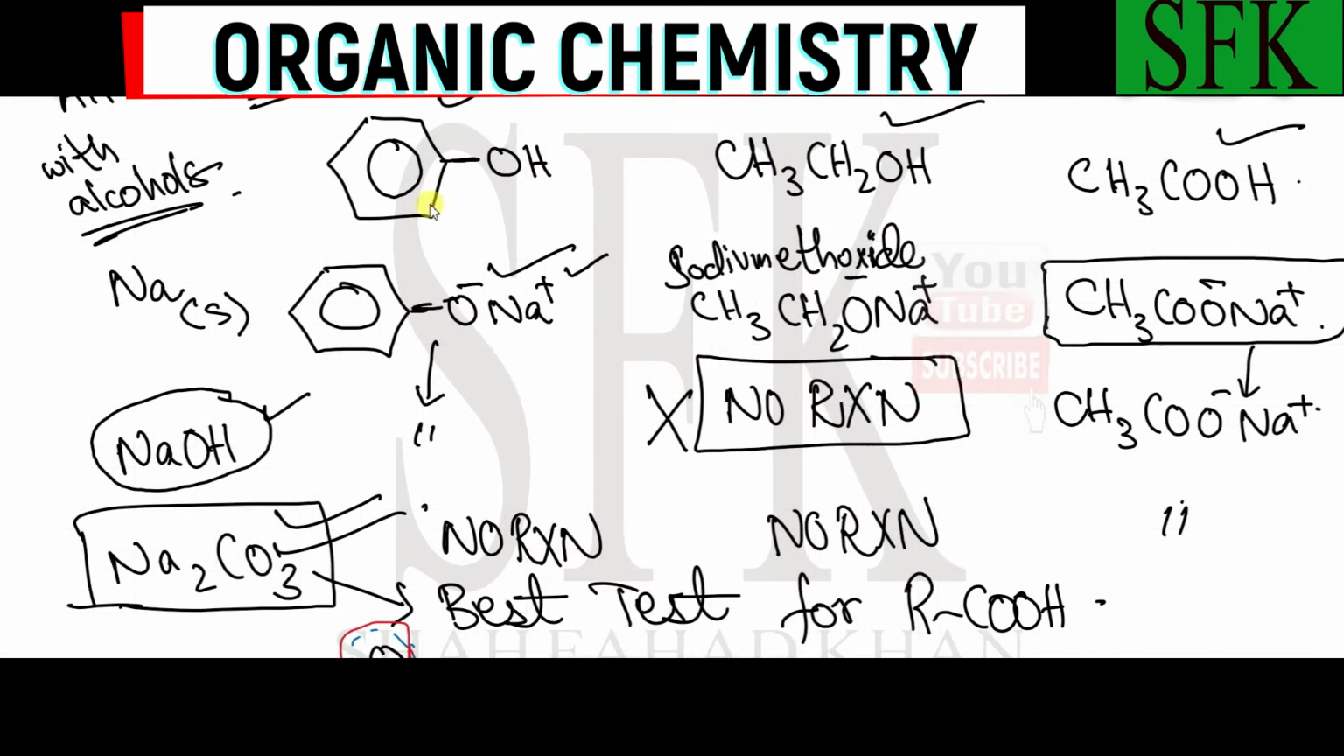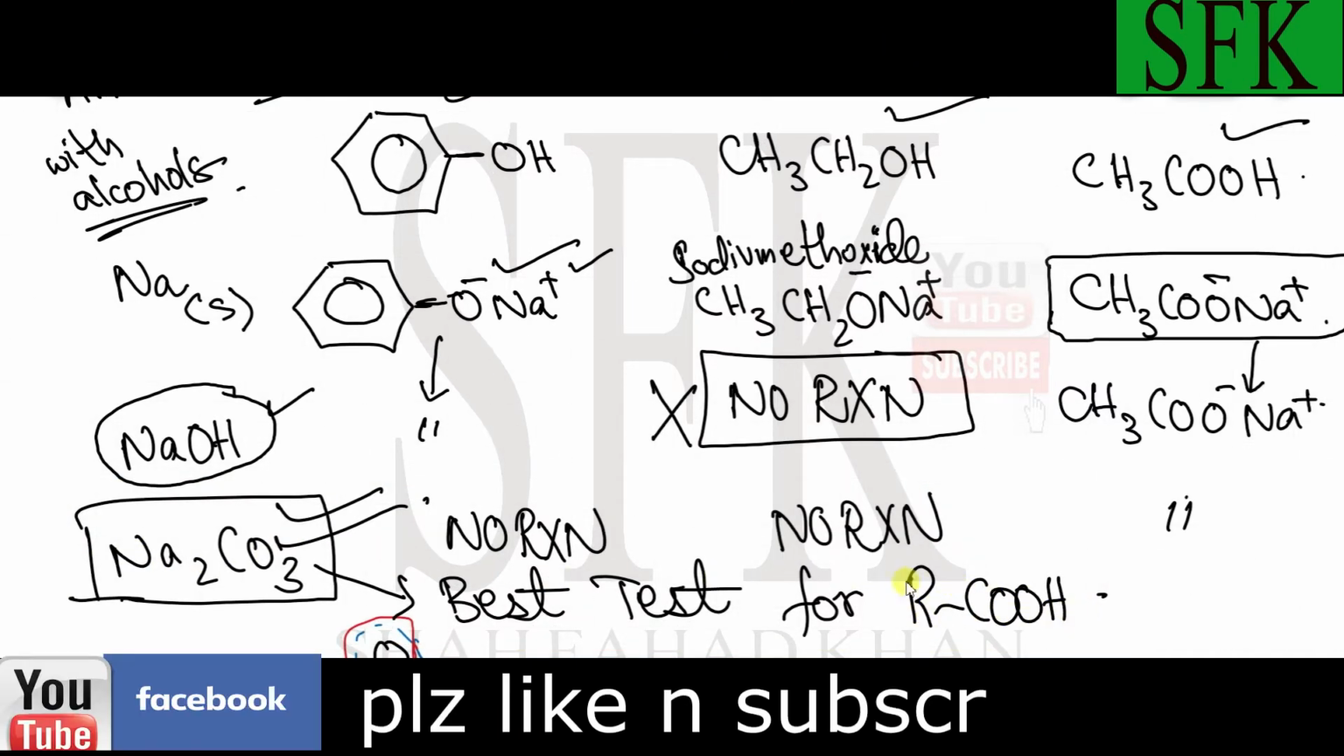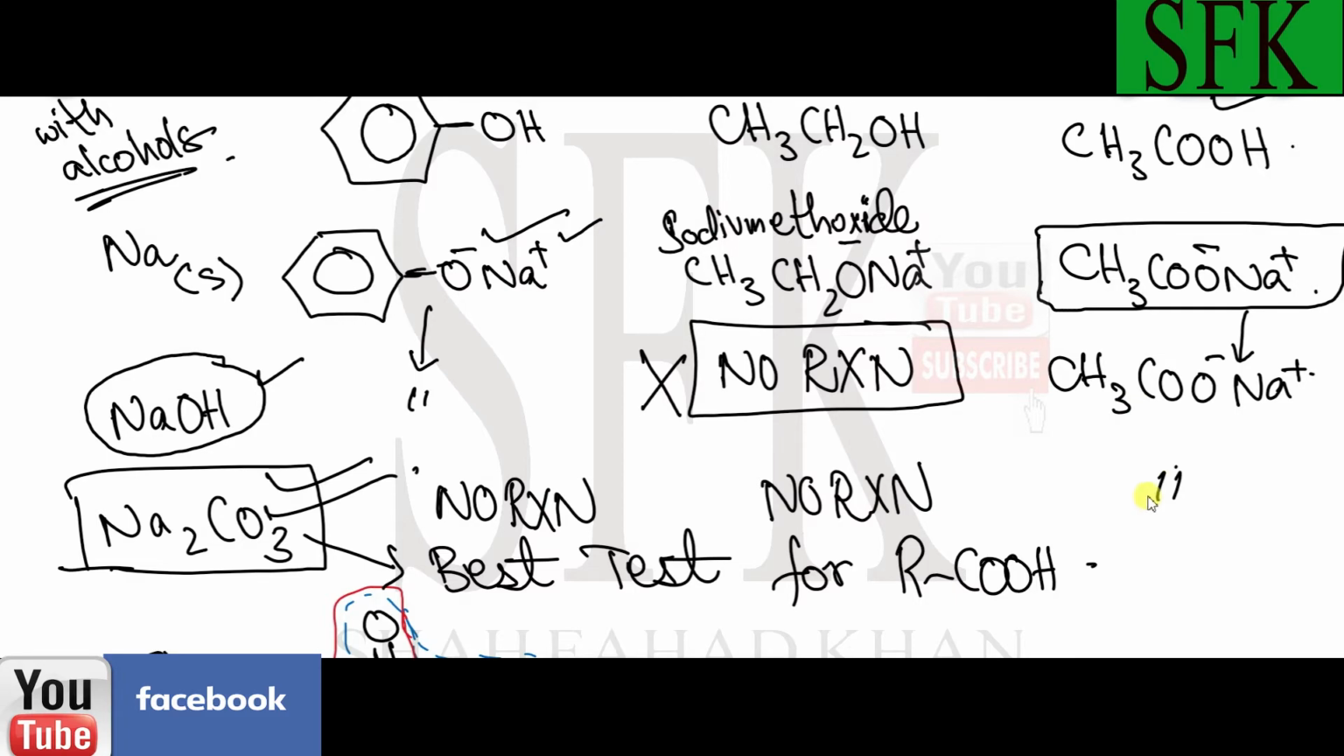Sodium carbonate has no reaction with phenol, nor does it have any reaction with ethanol. Sodium carbonate only reacts with ethanoic acid. So basically, sodium carbonate gives the same salt, sodium ethanoate, and from this we can deduce that sodium carbonate is the best test for carboxylic acids because it has no reaction even with phenols. All the phenols are more acidic than alcohols, but they have no reaction with sodium carbonate, no reaction with alcohols, and they give a positive reaction with carboxylic acids only. And then the organic product is the same, sodium ethanoate.